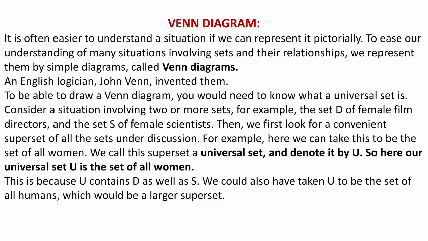Universal set is a set which is a superset of all the given sets. This is because U contains D as well as S. We could also take U to be the set of all humans, which would be a larger superset. Keep in mind that superset U is a set which contains all the sets under consideration. That means all the sets under consideration are subsets of this larger set, which is called the universal set.